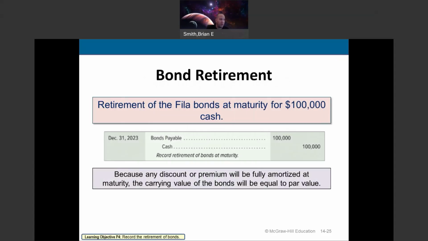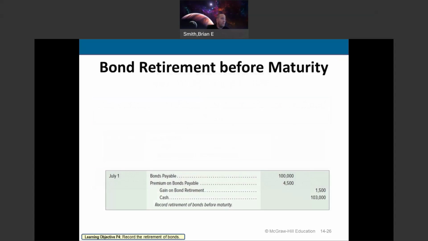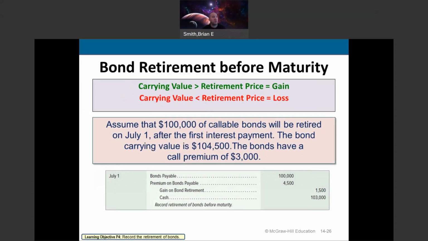We're going to debit our bonds payable and credit cash. We're done. The premium or discount is fully amortized at this point, so there's no concern about that. If we retire them before the maturity, if our carrying value is greater than our retirement price, we're going to have a gain on our bonds retirement. If our carrying value is less than our retirement price, we're going to have a loss on bond retirement.